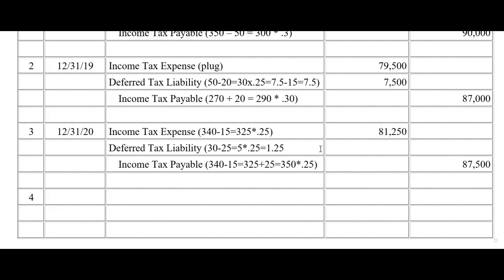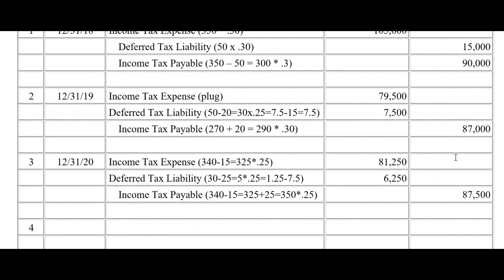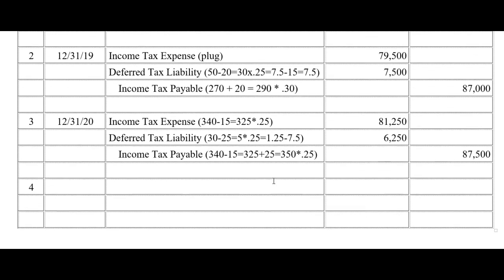Notice 1,250. Now, we already had a balance in that account of 7,500. So again, take that minus 7,500. That gives us 6,250. Notice, that would leave us, because we had a balance of 7,500, minus 6,250 would give us 1,250. That's what we need to have in that account to carry forward.